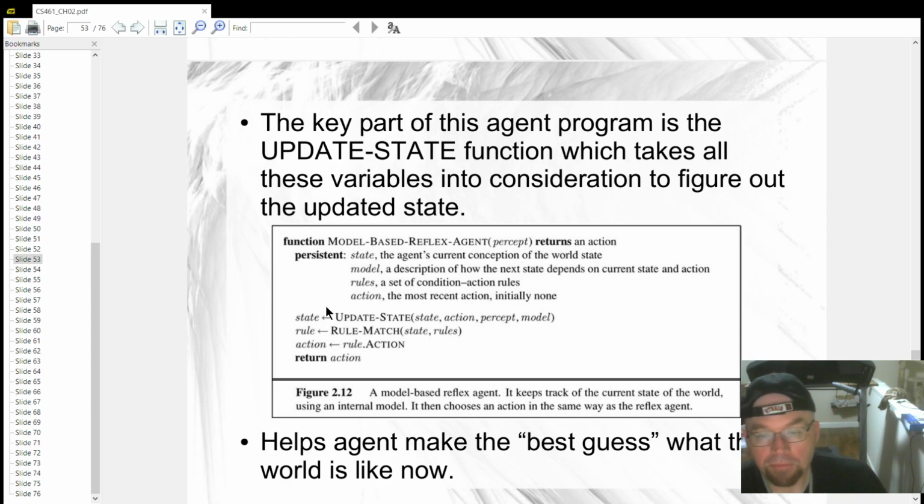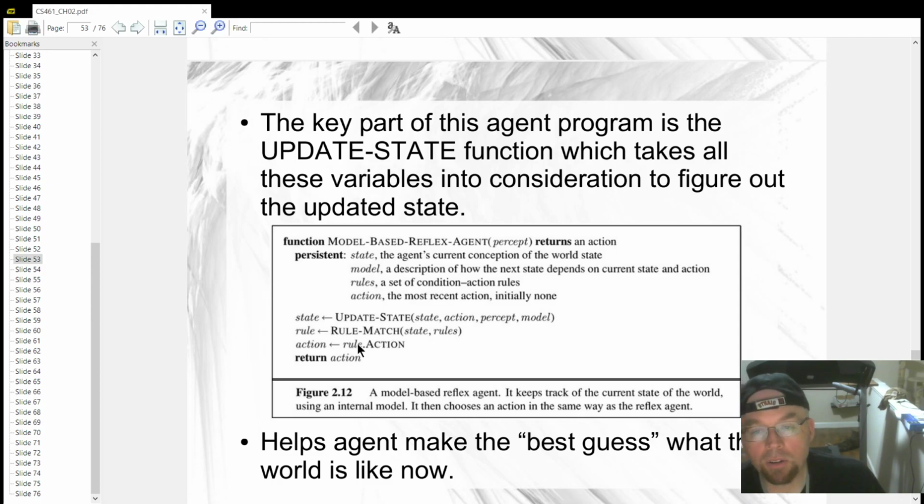So the update state function takes the state, that action, the percept you just had, and then the model as we just described it, and then that produces a state which you then feed into, right? You can think of it as like a tentative state, a state that could be, okay? Pair that with your rules, and that's going to identify a rule from your table of condition action rules, which you then extract the action from, which you then use to drive your actuators, which updates the environment.